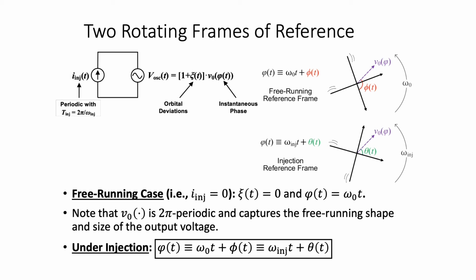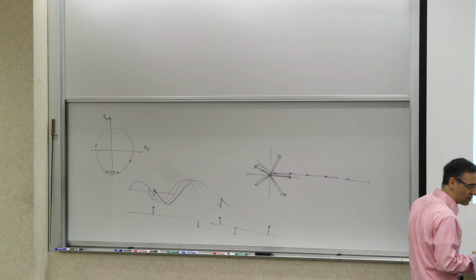So you can write the total phase, which is what's happening inside the cosine. Instead of cosine of omega t, you're writing cosine of omega naught t plus phi of t. You can write it in two different forms. You can write it either as omega naught t plus phi of t, which is the way we've been writing it for free-running oscillators when we were doing the phase analysis, which is also equal to omega injection t plus theta of t. So this transition allows you to analyze the oscillator in the frame of reference of injection.